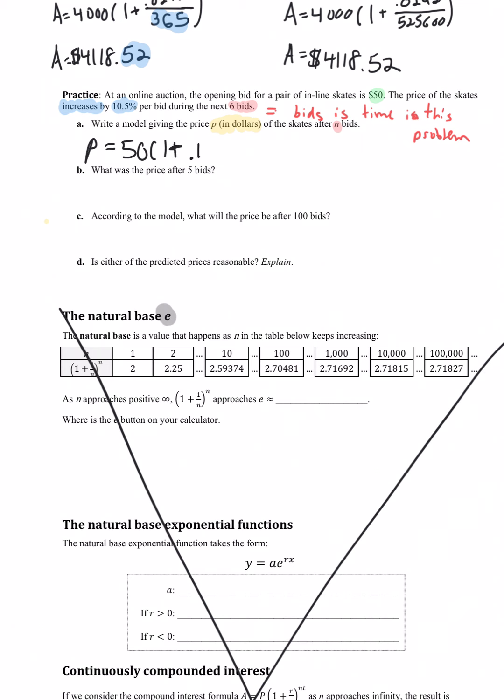and then the 0.105. If I did the 10.5% divided by 100. And then to the number of bids power. That's how I'd write this equation out.